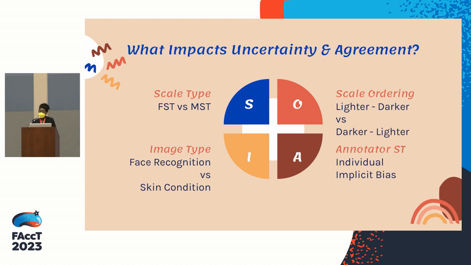And we also wanted to dig into how image type may affect uncertainty in the annotators, whether that is using the popular normal facial recognition images or also a very popular task, which is classifying skin tone or skin conditions by using medical imagery. And finally, we wanted to dig into the annotator's positionality by collecting their own skin tone annotation of themselves to understand their implicit bias.